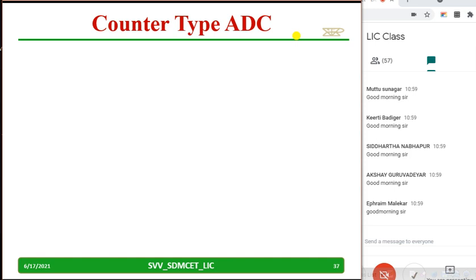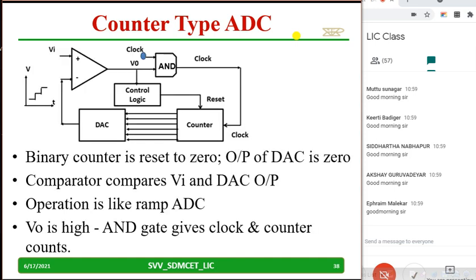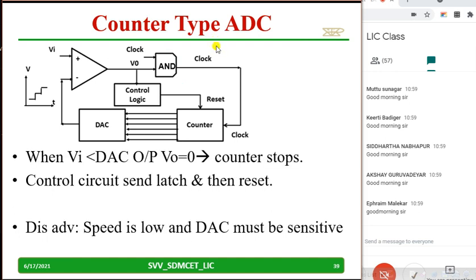And the counter type A to D converter also we have discussed. There the binary counter is reset to 0, and the output of the DAC is also 0. The comparator compares VI and the DAC output, and this is the reset given to the counter. Then 0 0, output is 0. Therefore the output of the comparator will become high, and because of this the clock will reach the counter and the counter starts counting. And because the counter is increasing, the DAC output voltage will also increase.